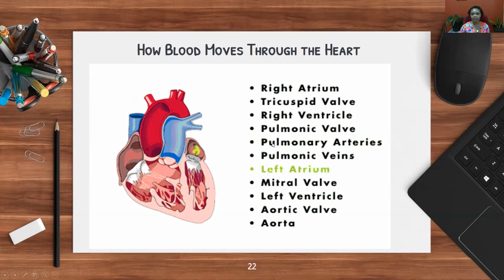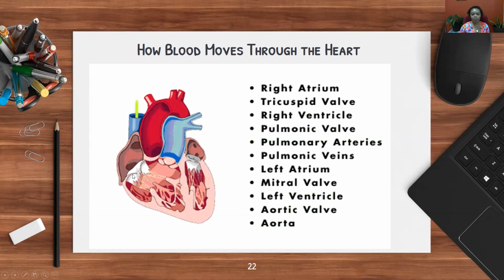So remember, vena cava, right atrium, through the tricuspid valve, right ventricle, through the pulmonary valve, to the pulmonary arteries, then to the lungs, then to the pulmonary vein, then to the left atrium, to the bicuspid valve, then to the left ventricle, through the aortic valve, then to the aorta, to the rest of the body.